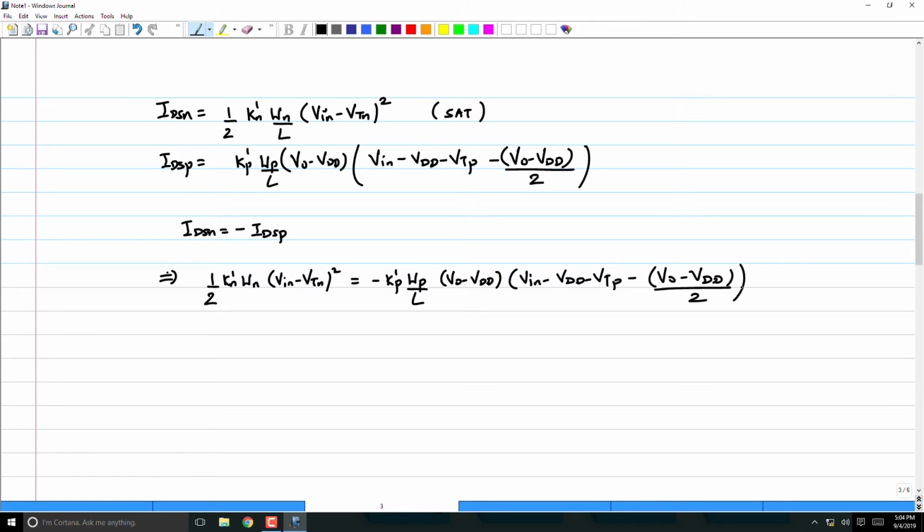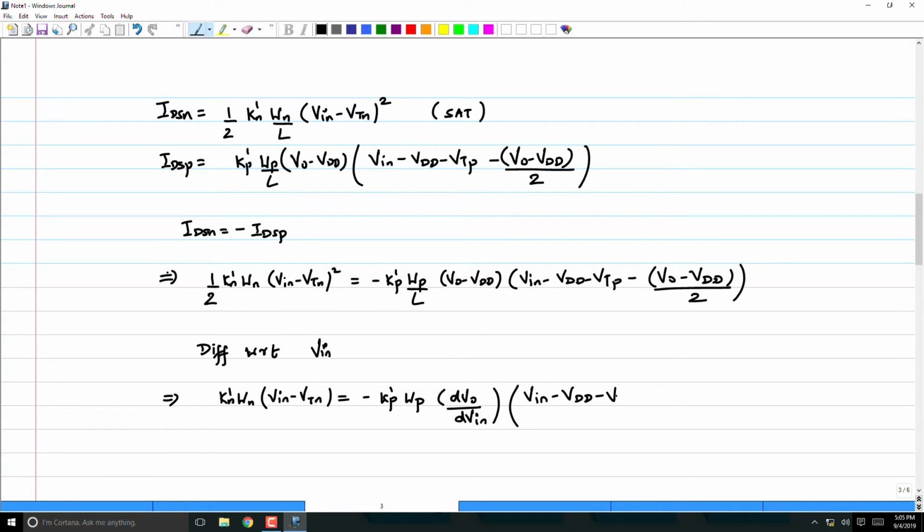Right? So now what do you do? Differentiate both sides with respect to Vin. Differentiate with respect to Vin implies KN prime WN Vin minus VTN equals minus KP prime WP into dV naught by dVin into Vin minus VDD minus VTP minus V naught minus VDD by 2 plus V naught minus VDD into 1 minus half dV naught by dVin.